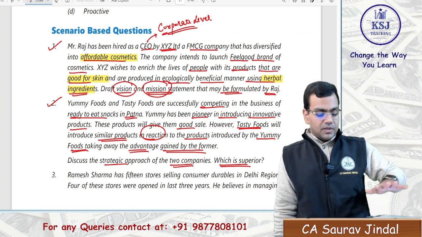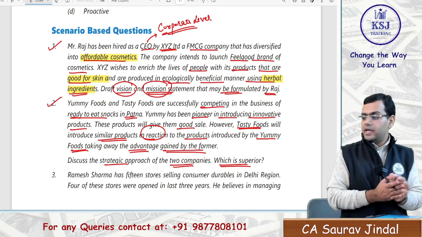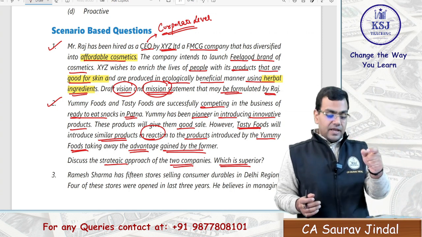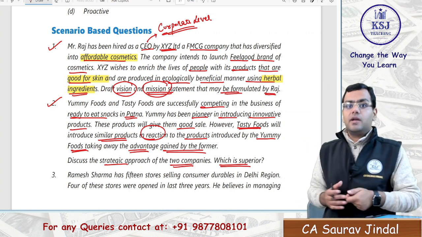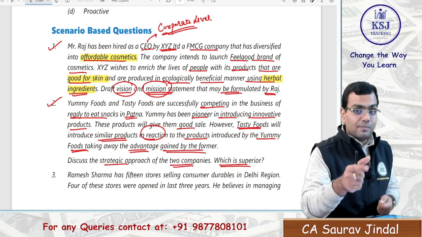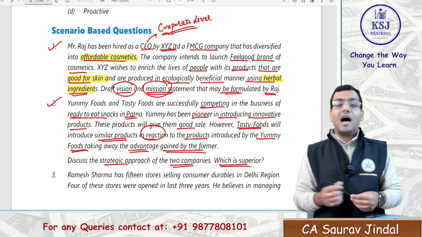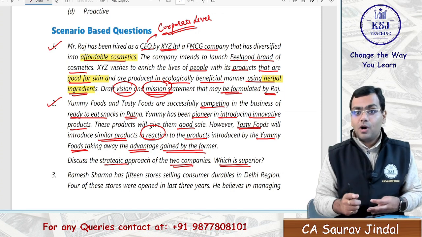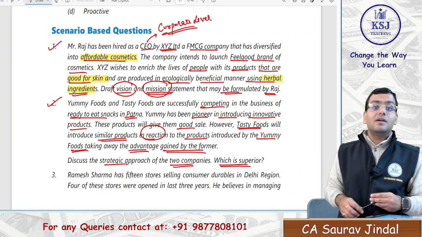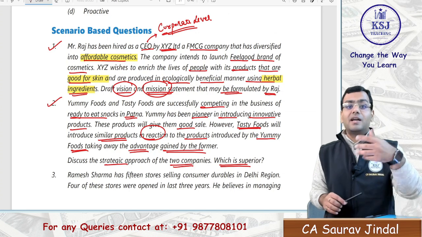Can you think of something from it? I have highlighted this word, reaction. Why have I highlighted this word reaction? Can you tell me? Sir, Yummy Foods have introduced innovative products, right? That means they have followed a proactive approach. Whereas Tasty Foods are going to introduce those products in reaction to the other company. That is, they are following the reactive approach. They are not following the proactive approach.